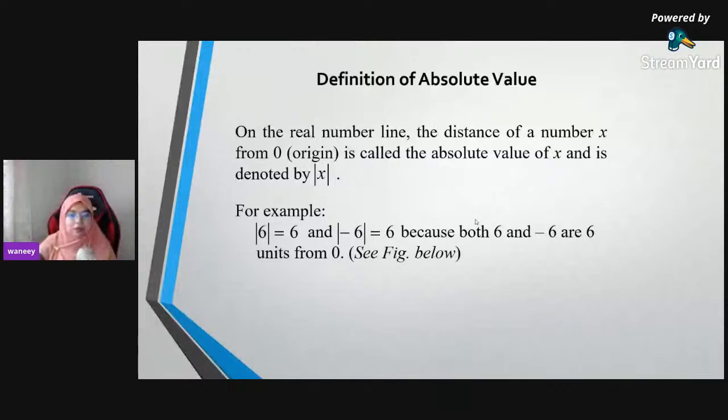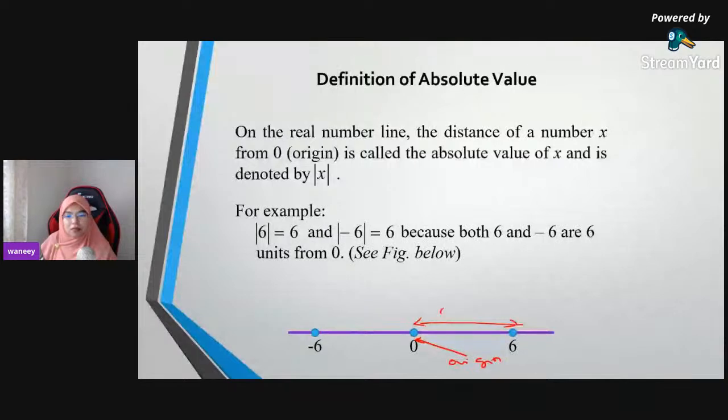You can see from below here, we have 0, this is your origin. If we are talking about distance, absolute value is the distance from 0. So absolute value of 6 means the distance of 6 from 0, so this is 6 units. And then absolute value of negative 6 simply means the distance from 0 to negative 6. This distance is also equal to 6.